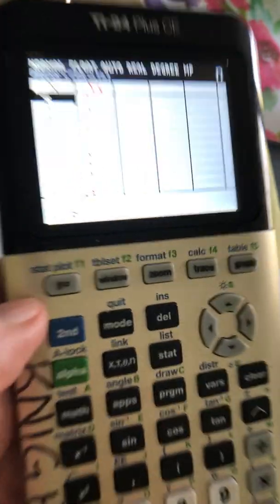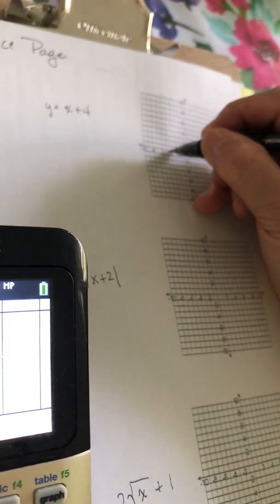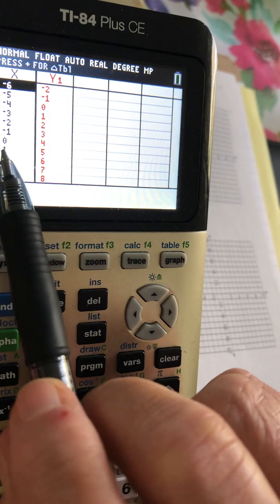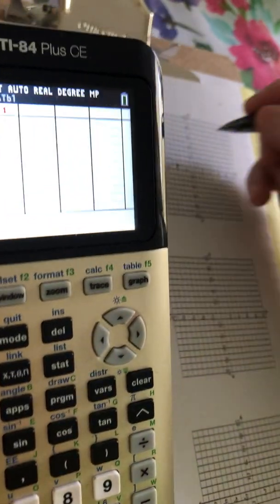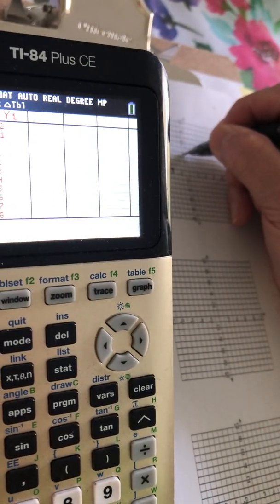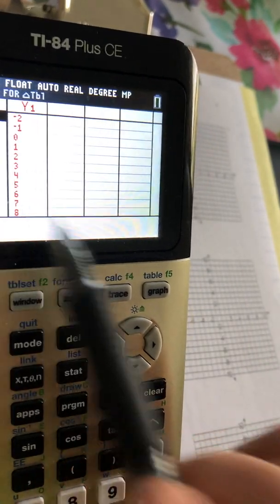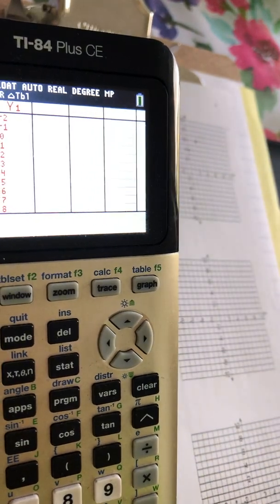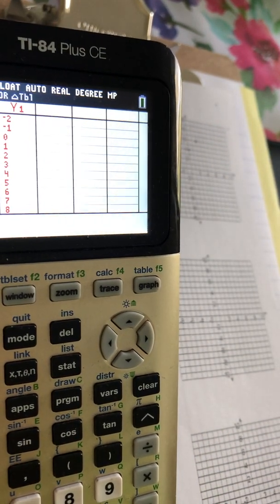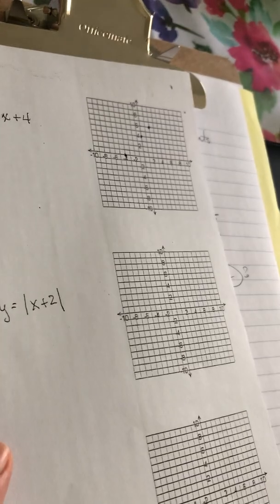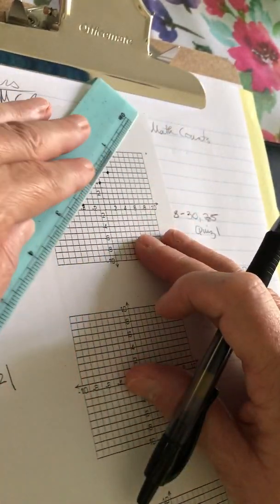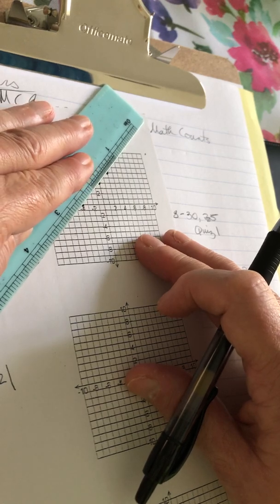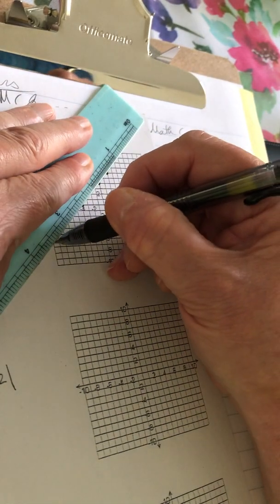So -4, 0 is a point I want because it's on my axis. Okay? My other 0, where x is 0, is +4. That's on my y-axis, and I might pick another one, like 2, 6. 2 points to make a line and 3 to keep it straight. Okay, so I've plotted my points. I get my handy dandy 6-inch ruler and I draw my line.